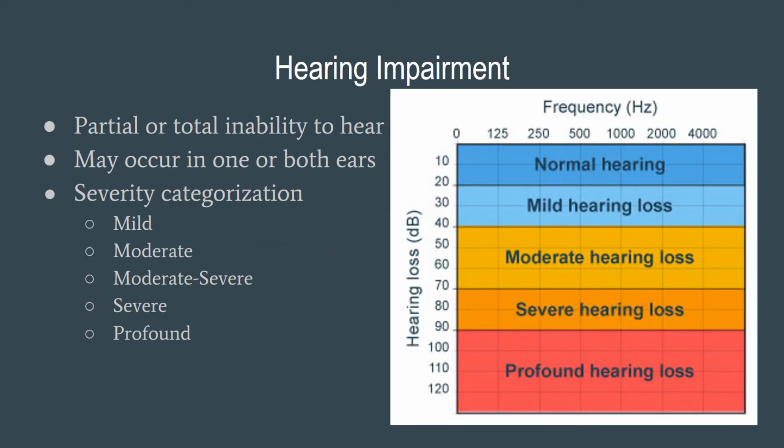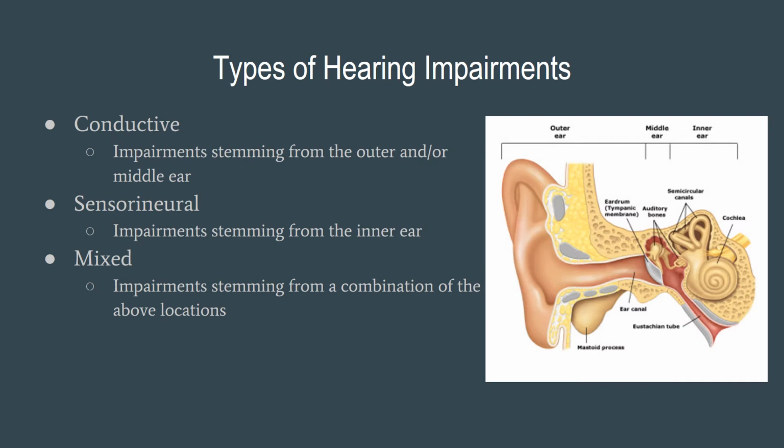So a hearing impairment is a partial or total inability to hear, and this may occur in one or both of the ears, and severity ranges from mild to profound. This chart just shows the different frequencies and the decibels that it affects. There are three general types of hearing impairments. That can be conductive, which impacts the outer ear or the middle ear. There are sensory neural impairments that come from the inner ear being impacted, and then mixed impairments, which is a combination of the conductive and sensory neural aspects.